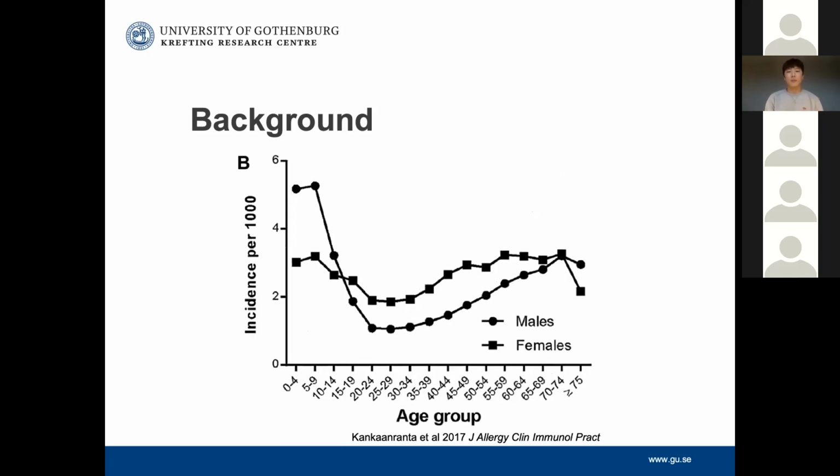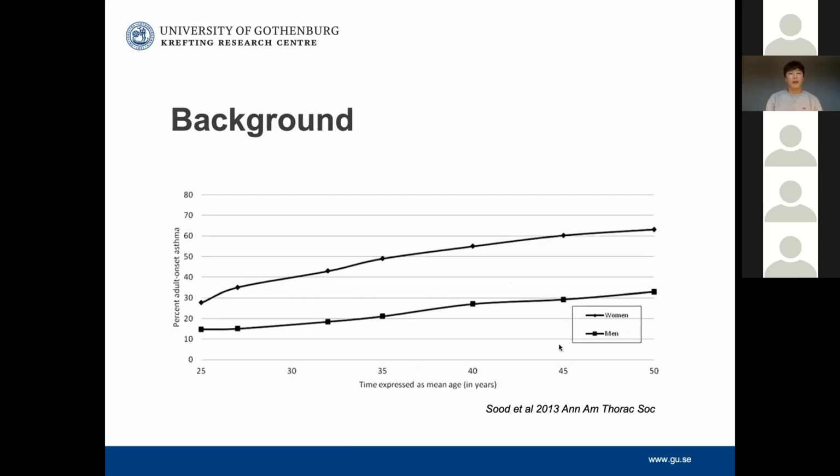The same pattern was also observed in incidence. Before puberty, the incidence of asthma is higher in boys than in girls, but after that, the incidence is higher in women than in men. This phenomenon was also seen in another cohort study conducted in the US, which found that by the age of 40, the adult onset asthma phenotype becomes the dominant type in women, accounting for more than 50%.